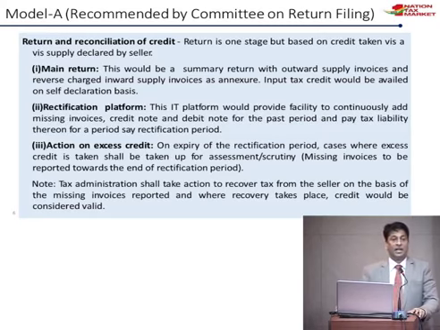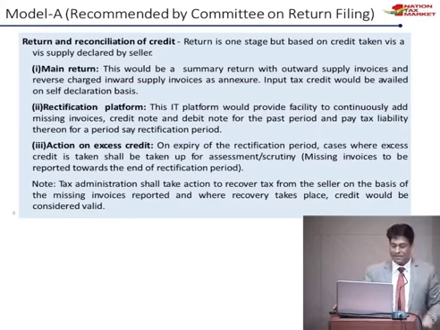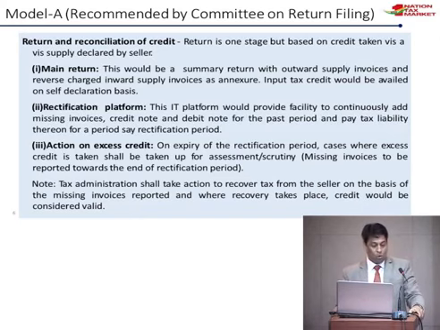Action on excess credit. If you take provisional credit, what could be the action? On expiry of the rectification period, which may be 3 months, 4 months, or maybe 6 months, the GST Council will decide. Cases where excess credit is taken shall be taken up for assessment and scrutiny. Missing invoices are to be reported towards the end of the rectification period.